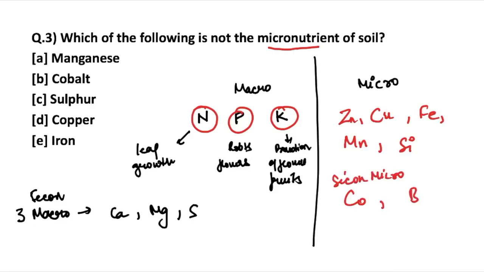So manganese is the micronutrient. Cobalt is also the micronutrient. Sulfur is actually the secondary macronutrient. So the answer is sulfur for this question. Copper is again micronutrient and iron is micronutrient.